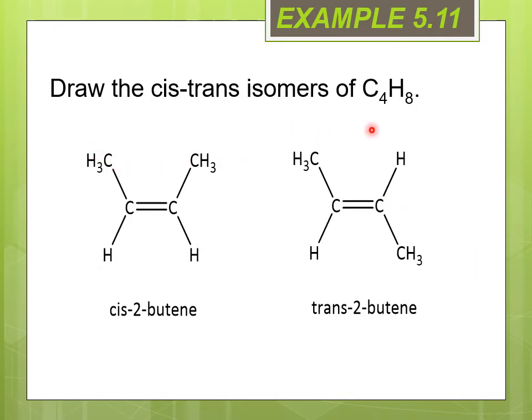What about C4H8? It has cis-trans isomerism. So the cis-2-butene would have the methyl groups on the same side, whereas trans-2-butene would have the methyl groups on the opposite side. They would have different physical properties and also boiling points, since the polarity is different.